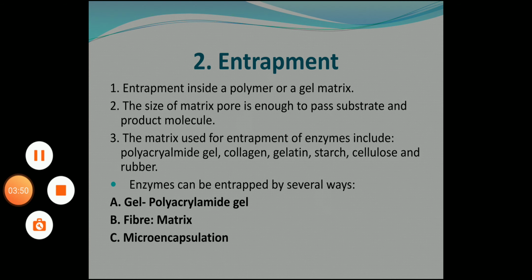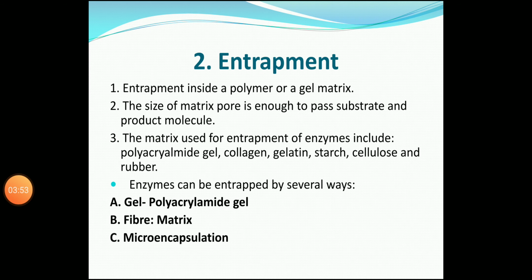Next is entrapment. Entrapment inside a polymer or a gel matrix. The size of the matrix pore is enough to pass substrate and product molecules. The matrices used for entrapment of enzyme include polyacrylamide gel, collagen, gelatin, starch, cellulose and rubber. Enzymes can be entrapped in several ways. Here we include gel, and the gel we are using is polyacrylamide gel. Next we are using fiber in the form of matrix, and third one is microencapsulation.